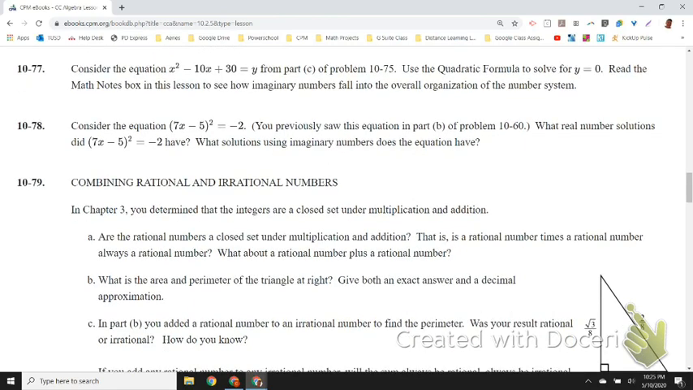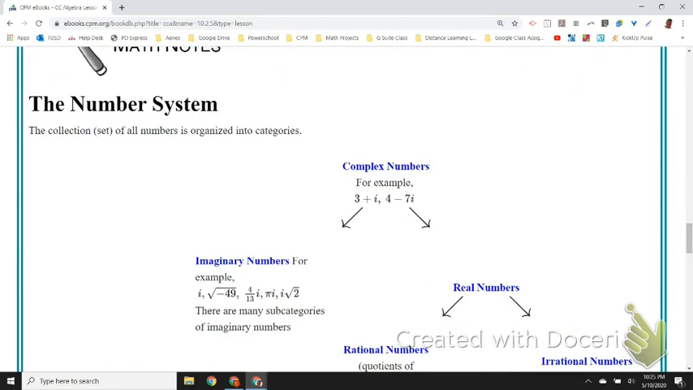10-77 goes back to that equation from problem C that we just looked at the graph of. And remember, there are no solutions to that one. So it says to use a quadratic formula to solve for y equals 0. And then look at the math notes box in this lesson to see how imaginary numbers fall into the organization of the number system. So just a real glimpse at the math notes real quick.